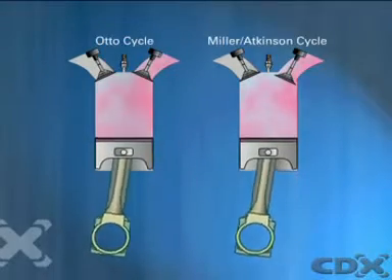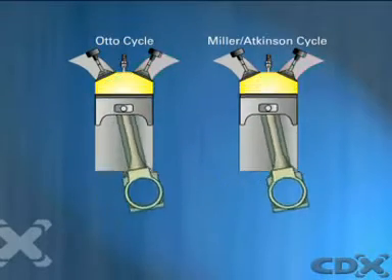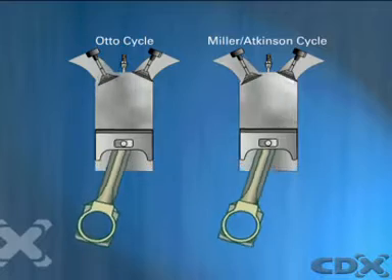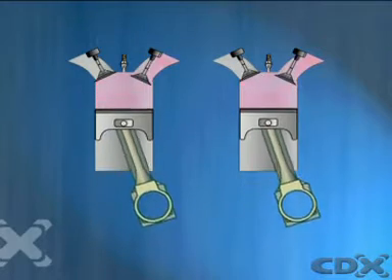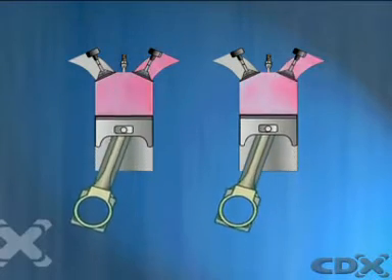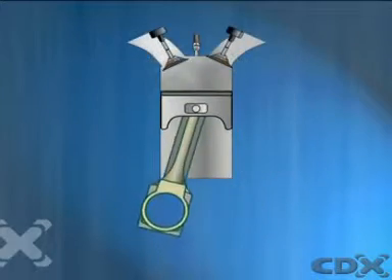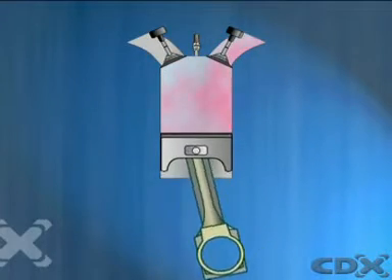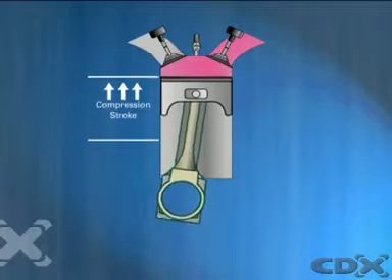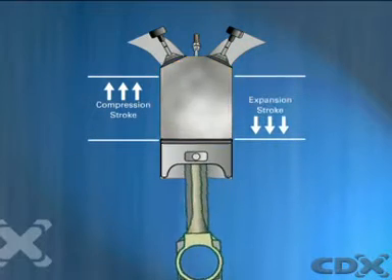The Miller cycle engine and the Atkinson cycle engine are both variations on the traditional four-stroke spark ignition engine. These engines operate more efficiently but produce lower power outputs. In a conventional four-stroke cycle, the compression stroke and the power or expansion stroke are symmetrical.